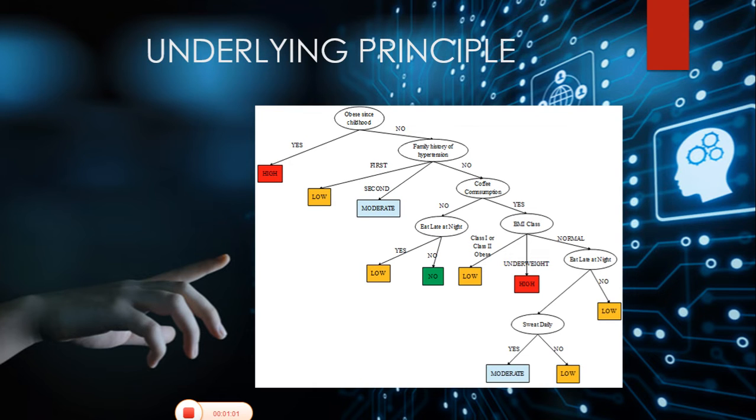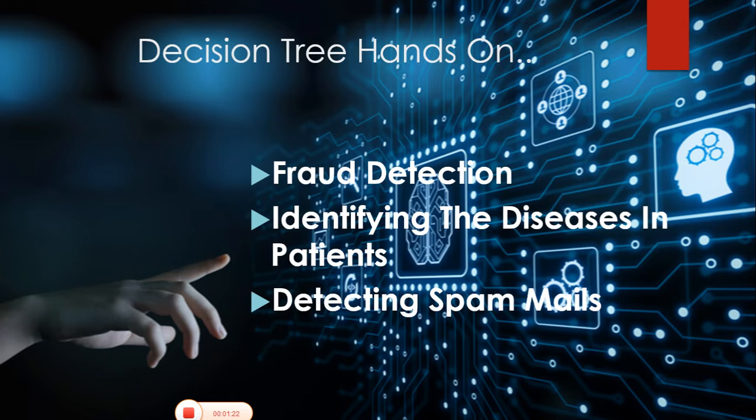Here we can clearly see that I am constructing a decision tree based upon the food habits, as well as the family history and coffee consumption, etc. Based upon these habits, we can identify whether the person is affected with hypertension or not. We can clearly attach the labels for each subtree. Now, the uses of decision tree include fraud detection, identifying diseases in patients, and detecting spam emails.